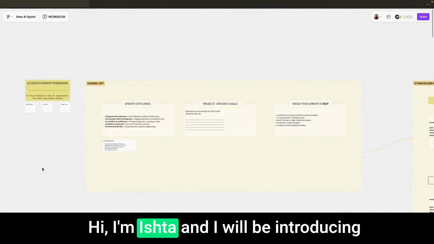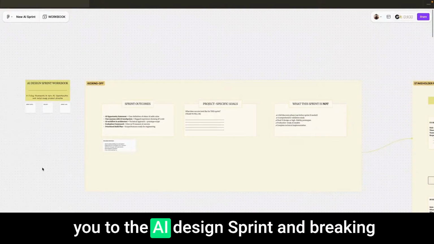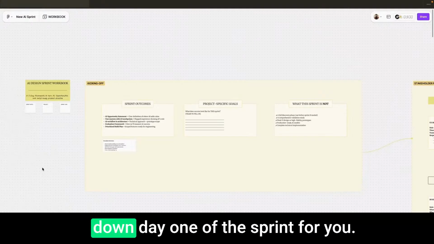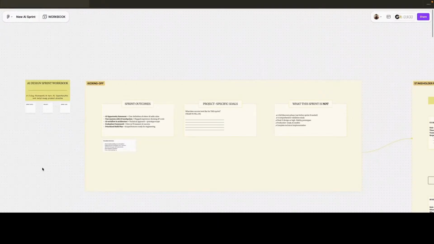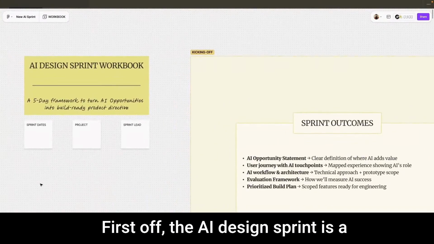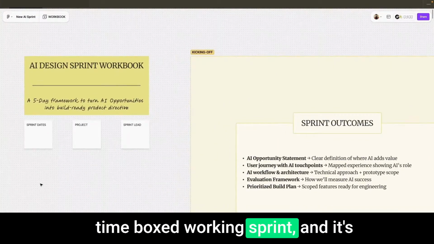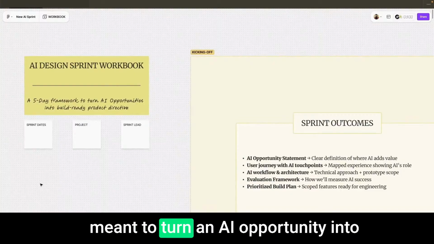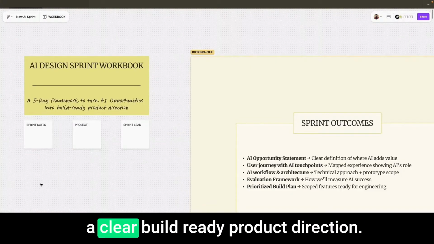Hi, I'm Ishtha and I will be introducing you to the AI design sprint and breaking down day one of the sprint for you. First off, the AI design sprint is a time boxed working sprint and it's meant to turn an AI opportunity into a clear, build ready product direction.